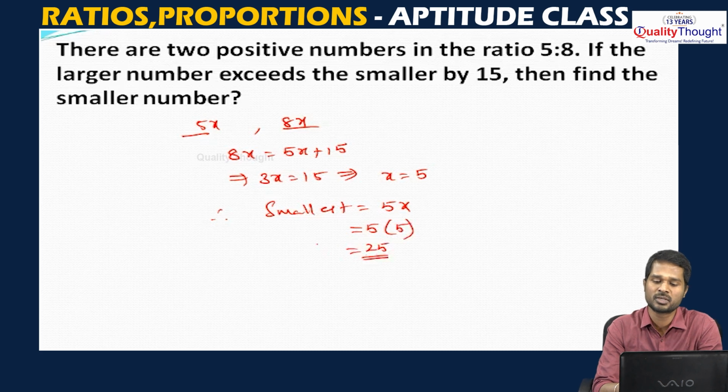So when two positive numbers are there, 5 and 8, if the larger number exceeds the smaller number, exceeds means more. So the larger number is 15 more than the smaller number. So 8x is 15 plus 5x. So 3x is 15, x is 5. So the smallest number is 5 into 5, that is 25.